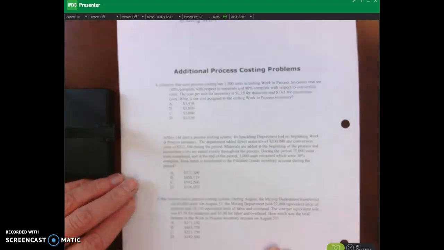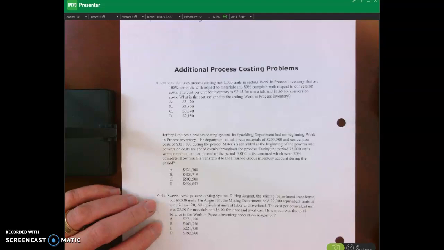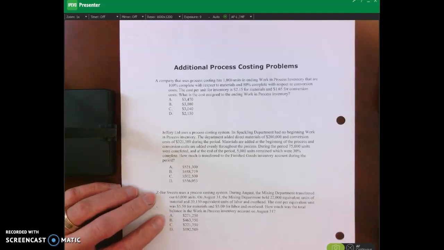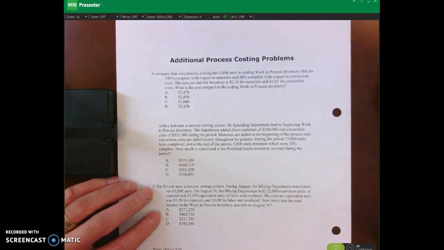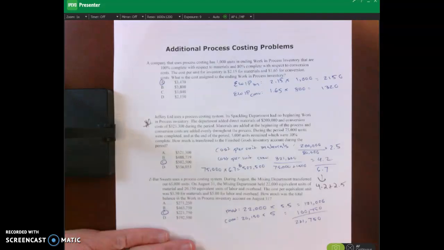So now we have on pages 160 and 161 some additional process costing problems. So what I want you to do is pause the lecture video and go through and do these additional problems, and then we'll come back and we'll check it. Okay, so let's take a look to see how you did.